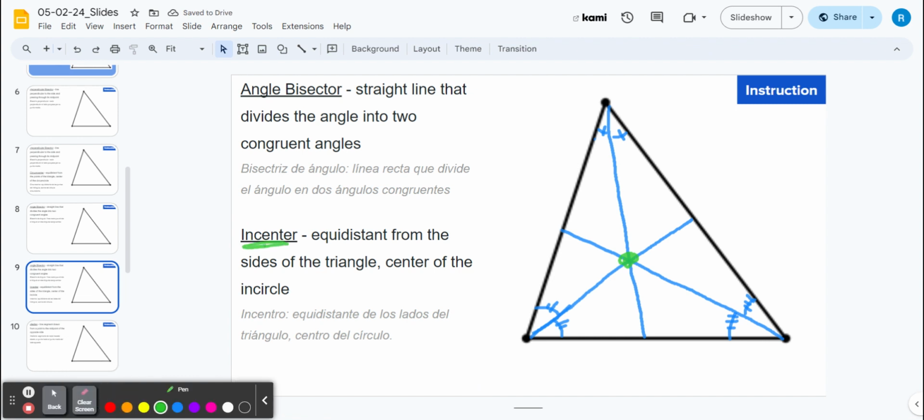So this is equidistant from the sides of the triangle, and if the circumcenter created a circle outside the triangle, this point here is going to be the center of a circle that happens inside of our triangle. So if I draw a circle and it hits all three of my triangle sides, the center of that circle is this incenter point.